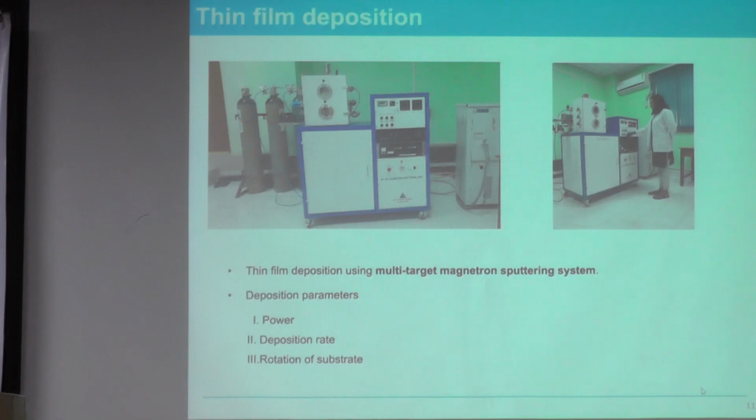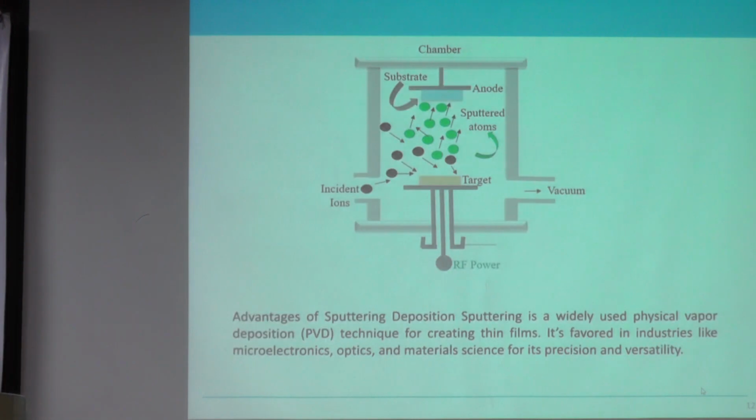So this is just a brief. You can check the deposition also, and some kind of plasma as well. This is just a view graph. Now we will discuss the principle of how sputter deposition actually works.